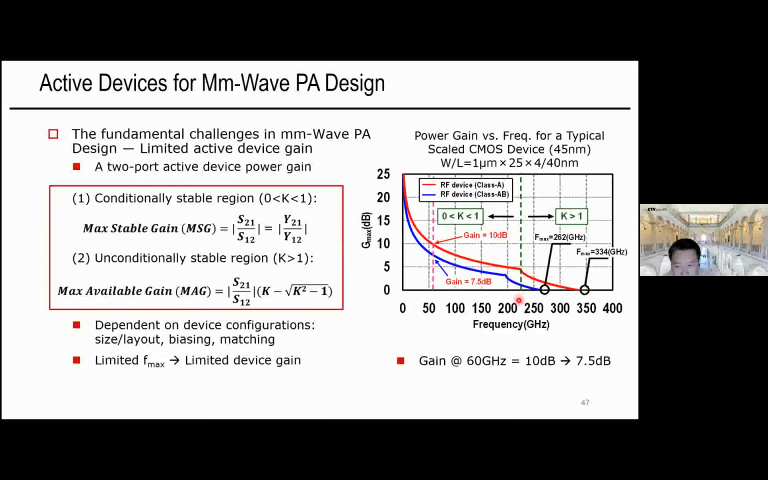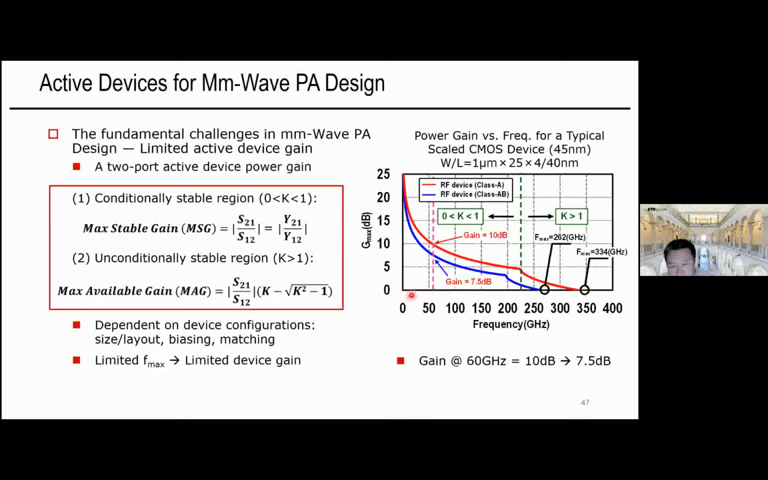Beyond this stability inflection point, the device will be unconditionally stable, and we can use this expression of MAG, and eventually the MAG will cross 0 dB at the Fmax, right? This is where we define Fmax. So in reality, the device gain and the Fmax will highly depend on the device layout, the biasing, and also the matching. The gain of the 40 nm GlobalFoundries 45 CMOS SOI process versus frequency is shown on the right, for the class A and class B and different biasing modes.